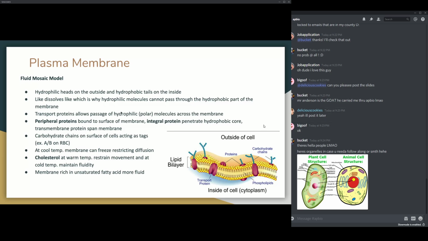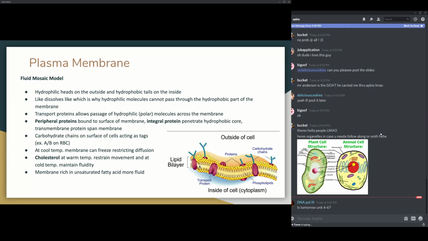And so I think it's better to know that there are two types of proteins. You have peripheral proteins, which are bound to the surface of the membrane. So they're outside the membrane and they do not penetrate the inside of the plasma membrane. And you have integral proteins, which penetrate the hydrophobic core, so they're inside the plasma membrane. And your transmembrane proteins are integral proteins that go through the whole entire plasma membrane. Transport proteins are examples of transmembrane proteins. And a lot of proteins in the cell membrane have carbohydrate chains, which are used for cell-to-cell recognition, basically as a tag for recognition.